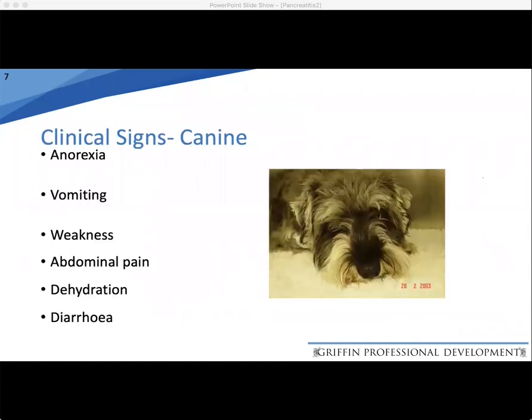Clinical signs in dogs typically reflect the gastrointestinal tract. So we have anorexia or dysrexia, vomiting, perhaps the animal's weak, associated with the fact it hasn't eaten for a while, often abdominal pain, which we can often localize to the cranial abdomen, and subsequent to that, dehydration. But some animals may present with diarrhea as well. So diarrhea remains a possible clinical sign associated with pancreatitis.